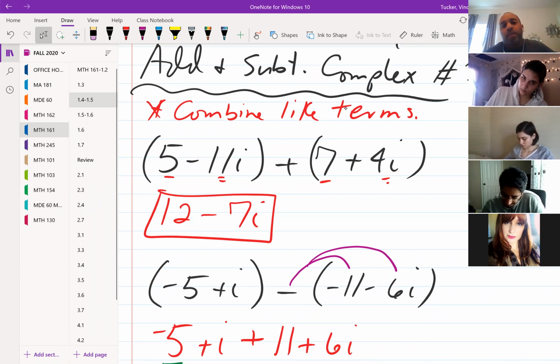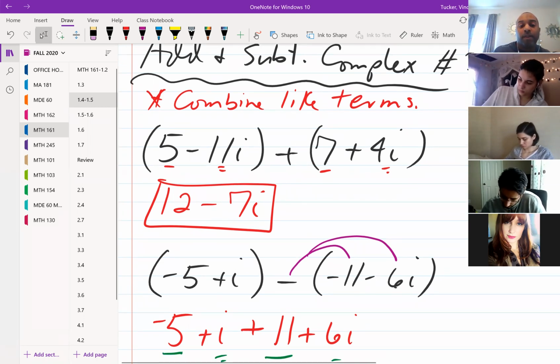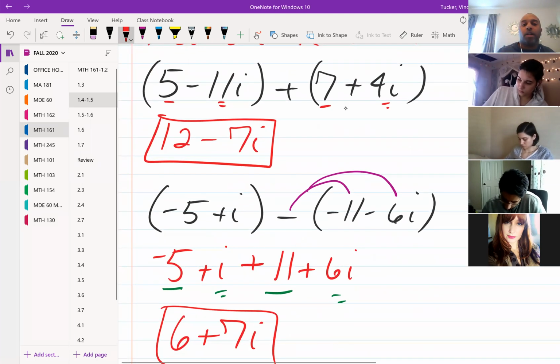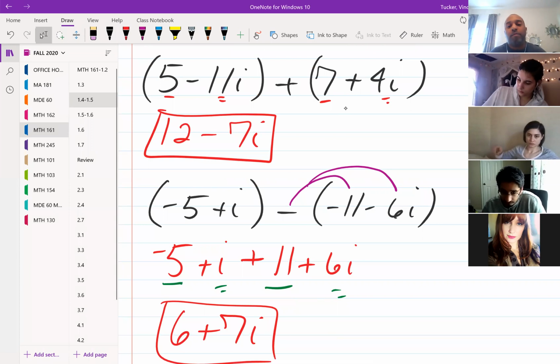Yep, not a problem. And so if you're subtracting complex numbers, don't forget to distribute that negative first. And that's going to change the signs in each of the terms in the following parentheses. So that'll be -5 plus i plus 11 plus 6i. And then combine your like terms. -5 plus 11 is +6. And then i, don't forget there's a 1 in front of the i, plus 6i will give you 7i.